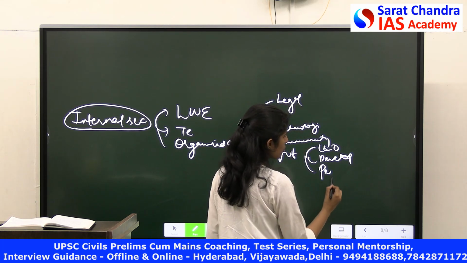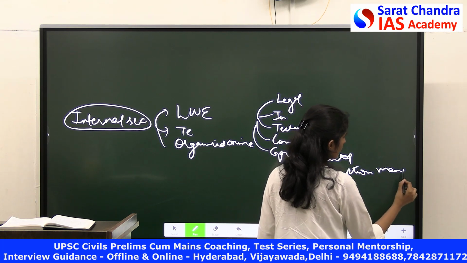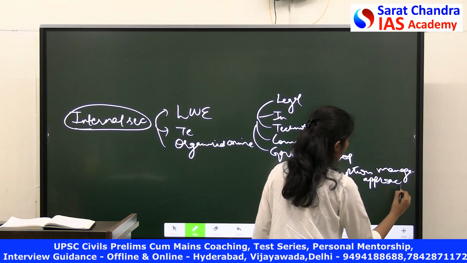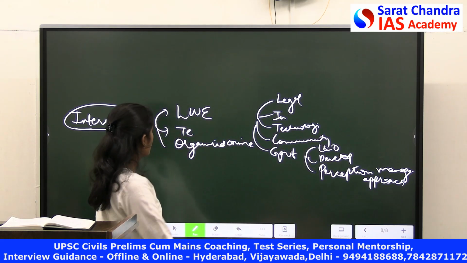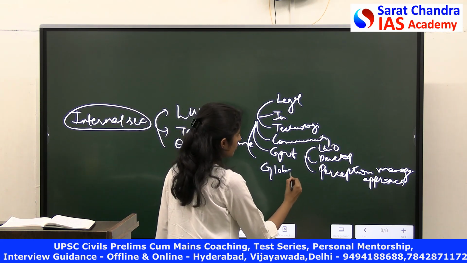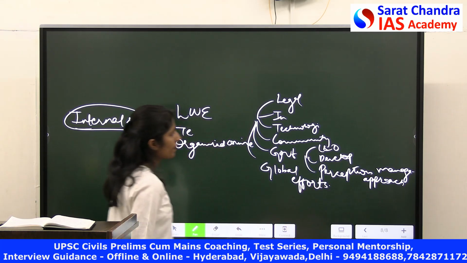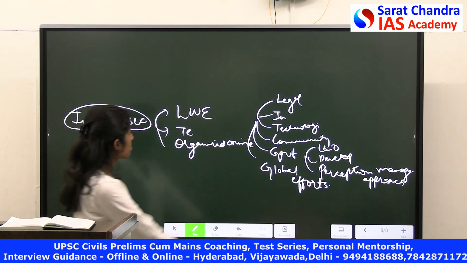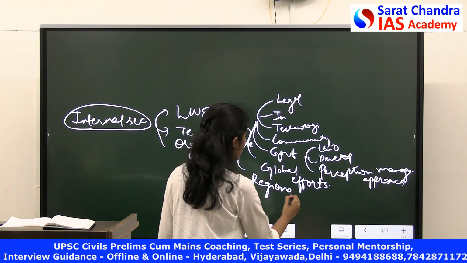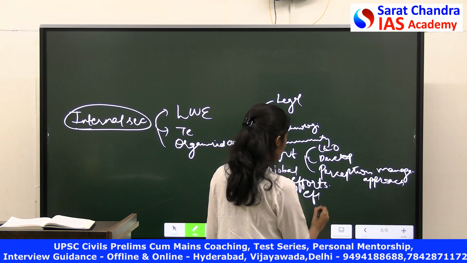perception management approach, you can also include global efforts. For instance, money laundering, you have to mention the FATF organization that is there, and regional groupings. For instance, there is something called the Regional Anti-Terrorist Structure under the SCO, Shanghai Cooperation Organization, for terrorism. So regional efforts you can mention.